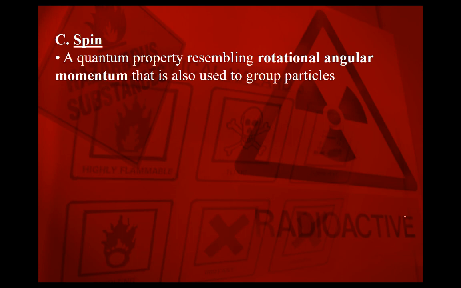The best analogy I've ever seen to explain spin, and this is not a perfect analogy, was from a book called A Brief History of Time by Stephen Hawking. What he used to try to explain the concept of spin was a reference to a deck of cards. So let's go through a little bit of an explanation as to how spin works.